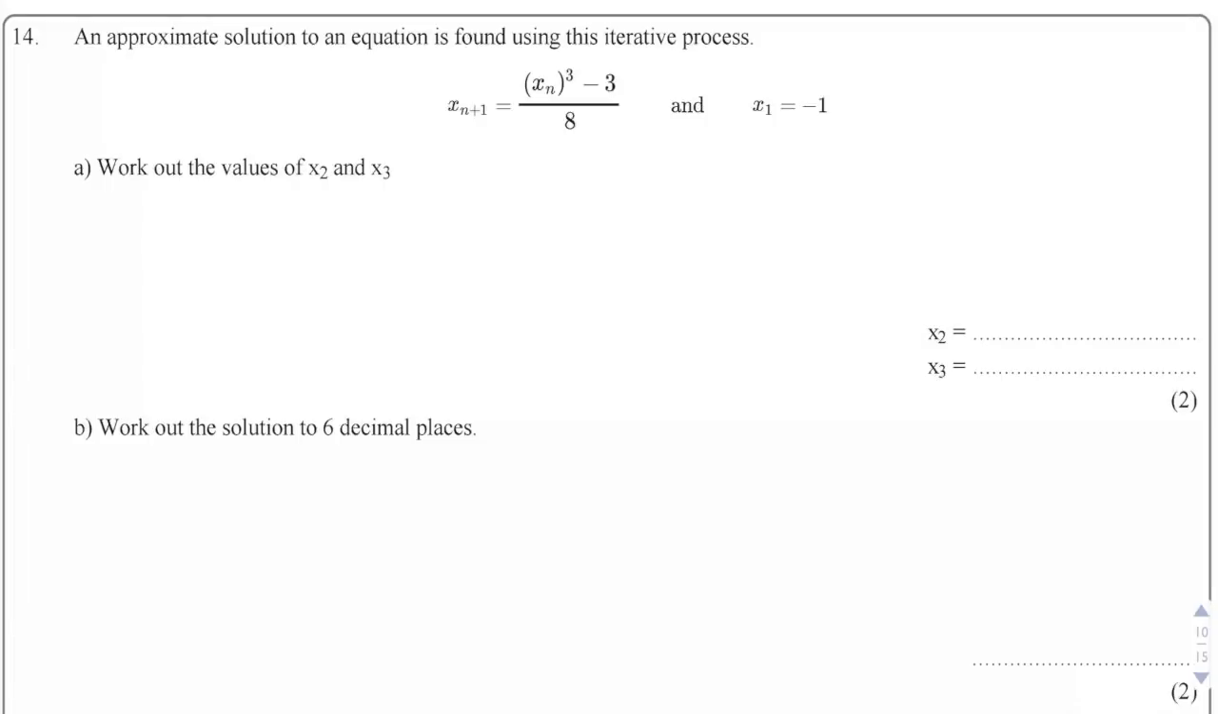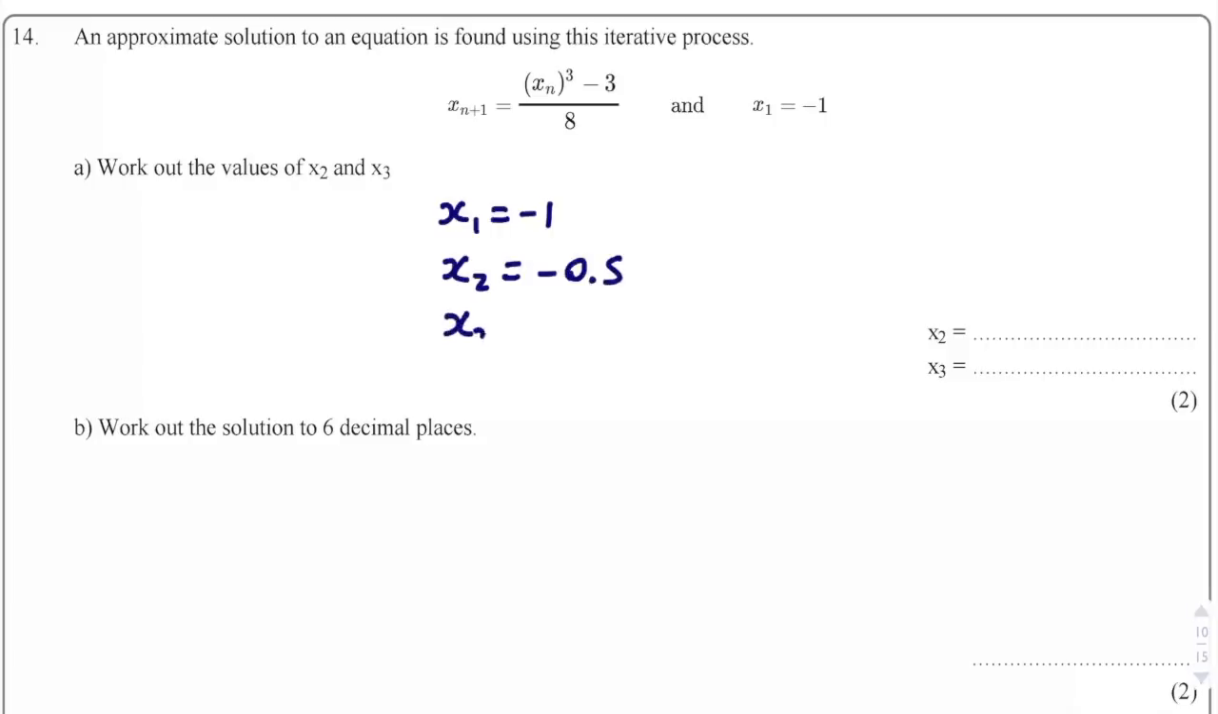So what you're going to do is x1 is our initial value of x, which is minus 1. Type minus 1 into your calculator and then press equals, and that's going to be stored as an answer in your calculator. Then you can type this iterative formula in, where x of n is going to be the answer key. So we do answer all cubed minus 3 all over 8. If you press equals, you should get an answer for x2, which is minus 0.5.